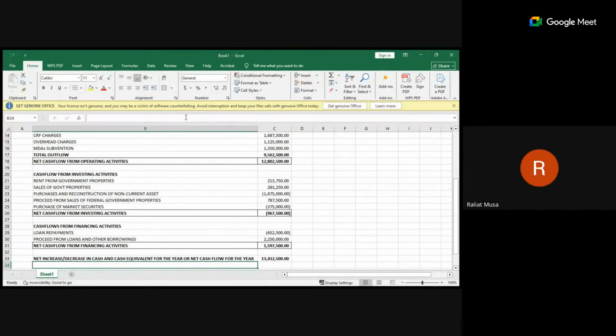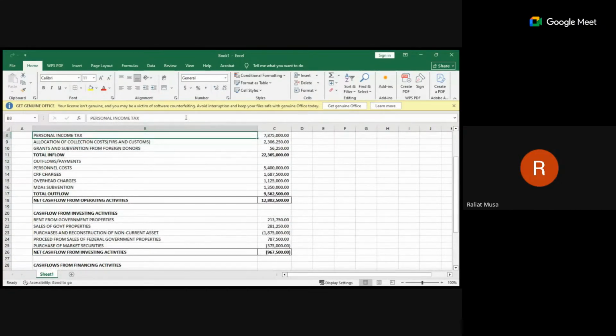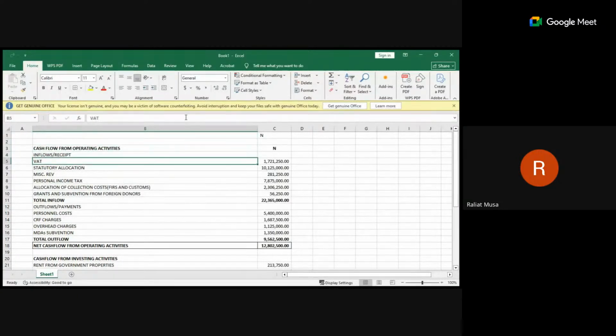Okay, I don't know if you can scroll up under the operating activity where they said statutory allocation. Isn't it supposed to be an outflow? Isn't it that they are giving out? I'm a little bit confused about that. Okay. Let somebody attempt to answer that question. Somebody should try to answer that. Can I chip in? Yes, please go ahead, sir.